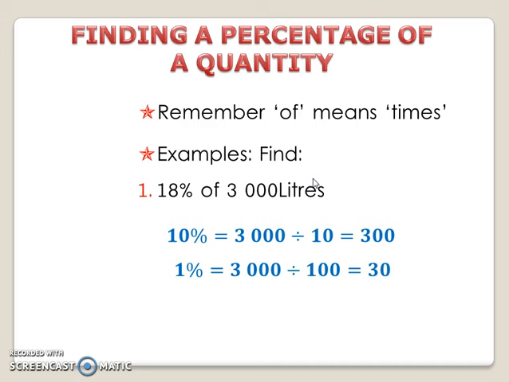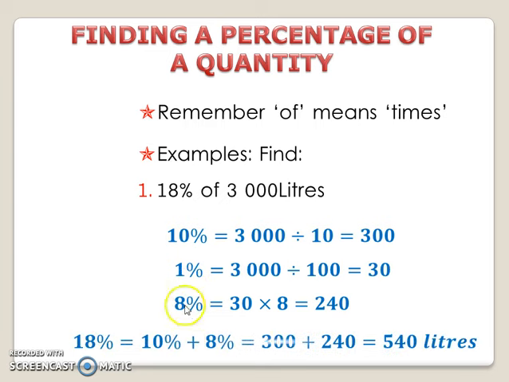So how can this help me to find my 18%? Well, 18 is 10 plus 8. So I just need to multiply this 1% value by 8 to get my 8%, and then I'll be able to add it on. So 8%, I'll just take the 30 times it by 8, now I've got 240. So 18% is our 10% plus our 8%. And when you add that on, we've got 300 plus the 240, I get 540 litres.